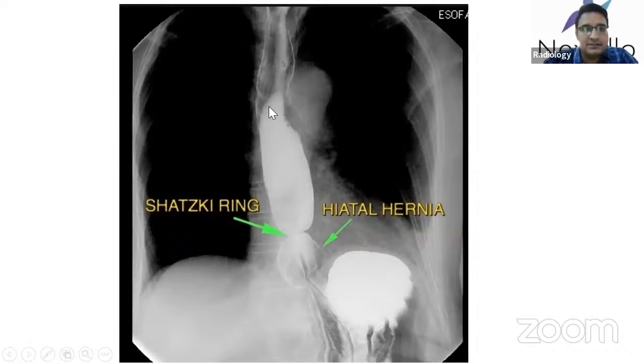Just look at this. We have seen this. This is the esophagus. This is the stomach. What are these? These are the rugae folds. So the stomach is herniated. Okay. And we call it hiatal hernia. Now, can you appreciate this narrowing? This is called Schatzki ring. Okay.